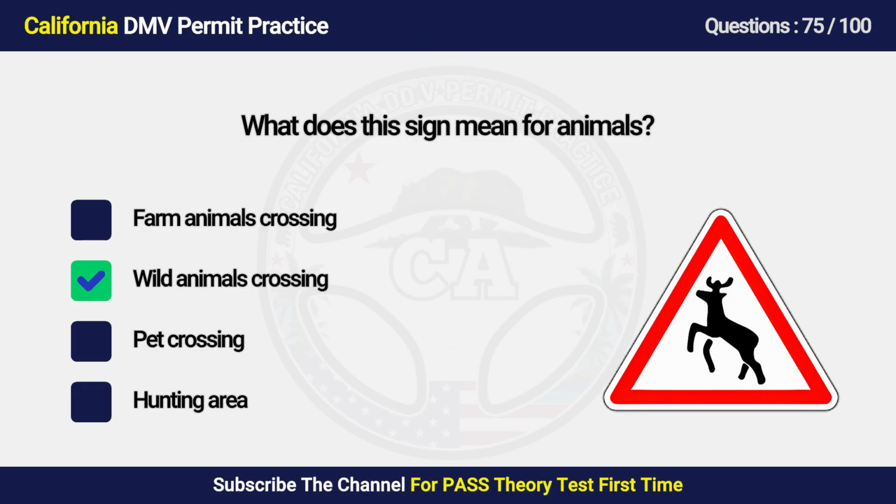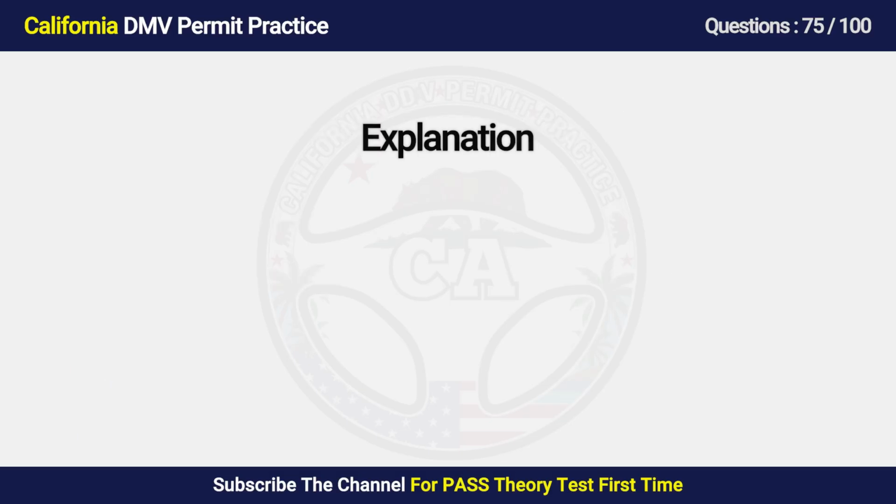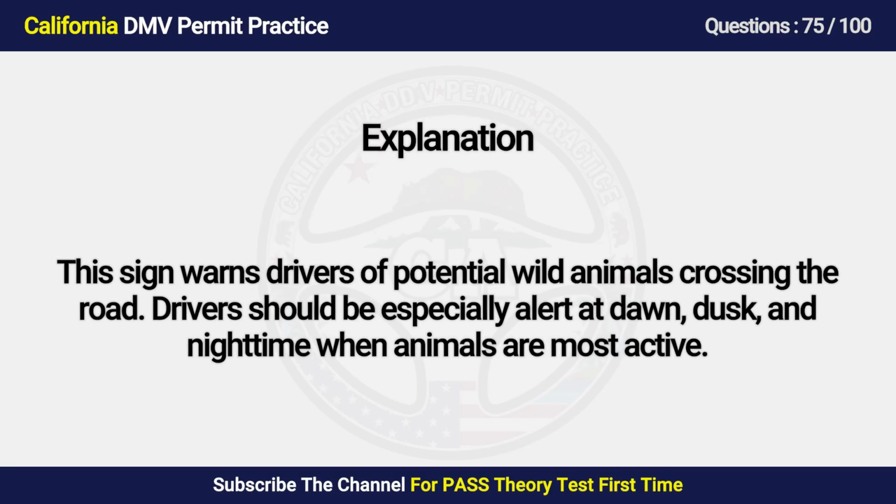Answer is B. Wild animals crossing. This sign warns drivers of potential wild animals crossing the road. Drivers should be especially alert at dawn, dusk, and nighttime when animals are most active.